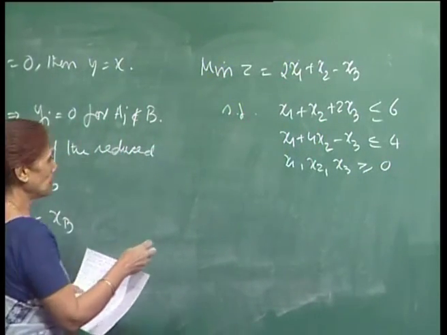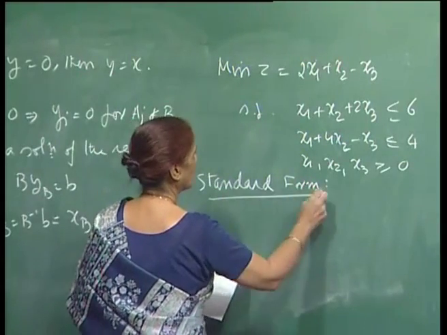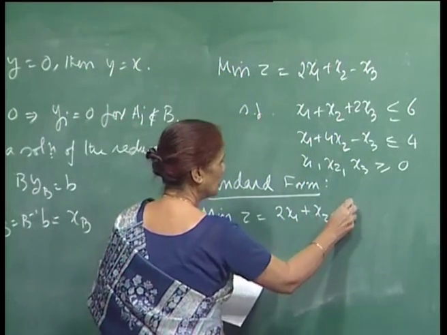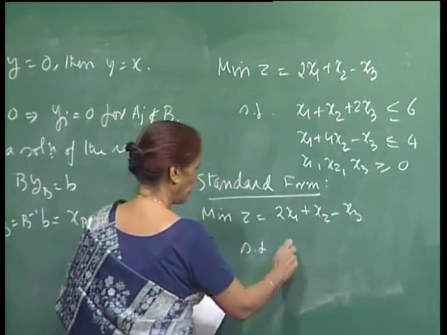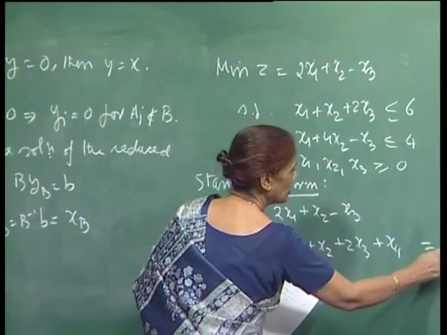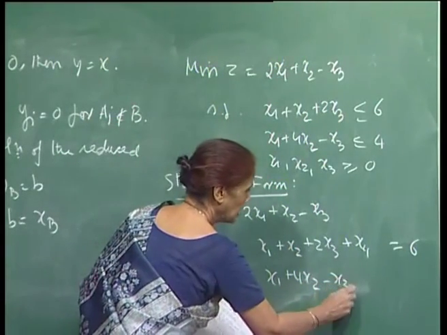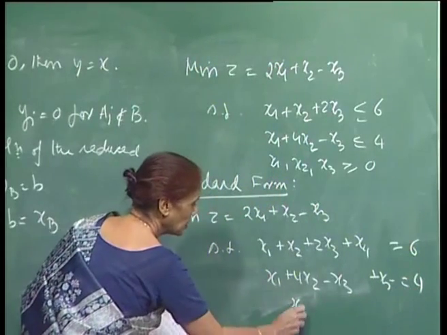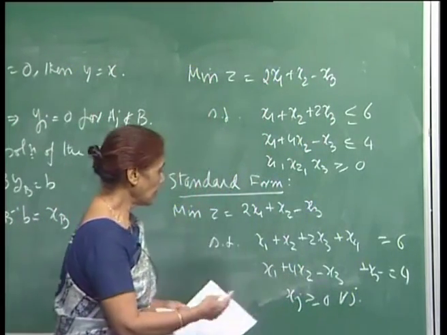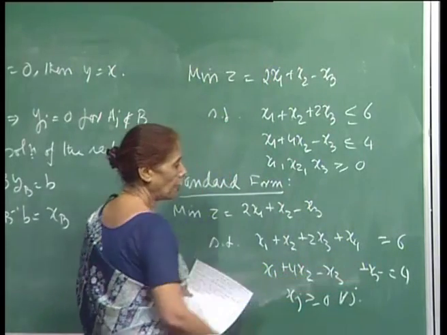I will convert this to a standard form. So, the standard form would be: minimize 2x1 plus x2 minus x3 subject to x1 plus x2 plus 2x3 plus x4 is equal to 6, x1 plus 4x2 minus x3 plus x5 is equal to 4, and xj's are greater than or equal to 0 for all j. This is my standard form, and starting immediately without checking anything, I can immediately say that these two columns are linearly independent, because this is E1, this is E2, so they form a basis for the column space.